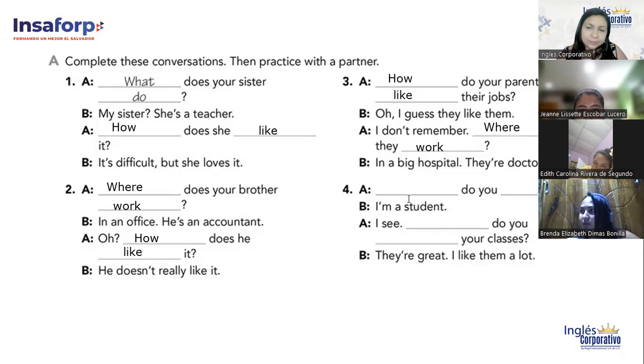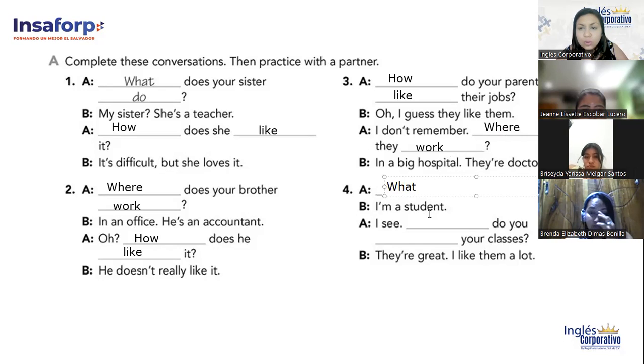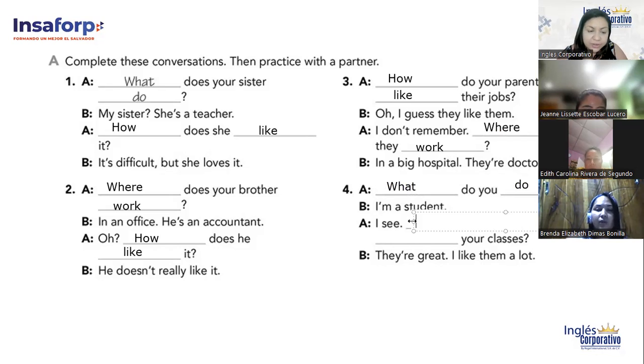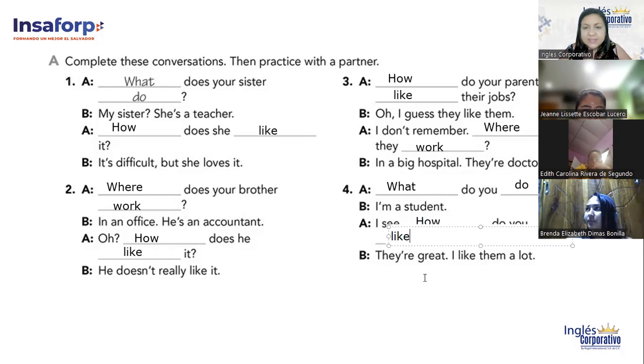Number four. What do you do? Exactly. What do you do? I'm a student. I see. Where do you... The answer is, they are great. I like them a lot. How do you like your classes? Exactly. Very nice. How do you like your classes? They are great. I like them a lot. Very good, people. You could complete all the questions correctly. Excellent.